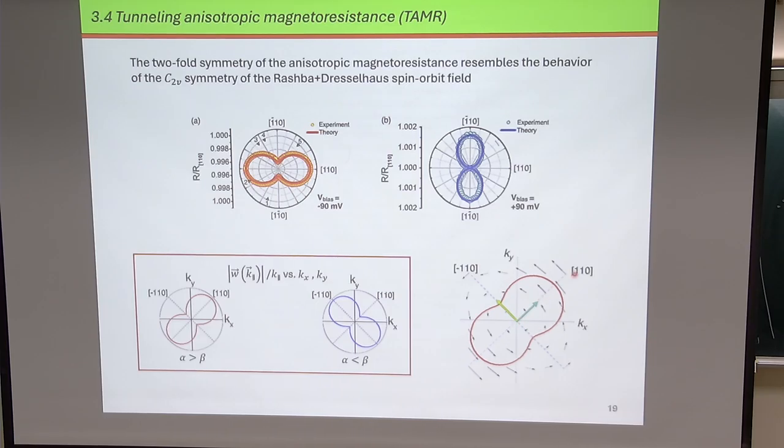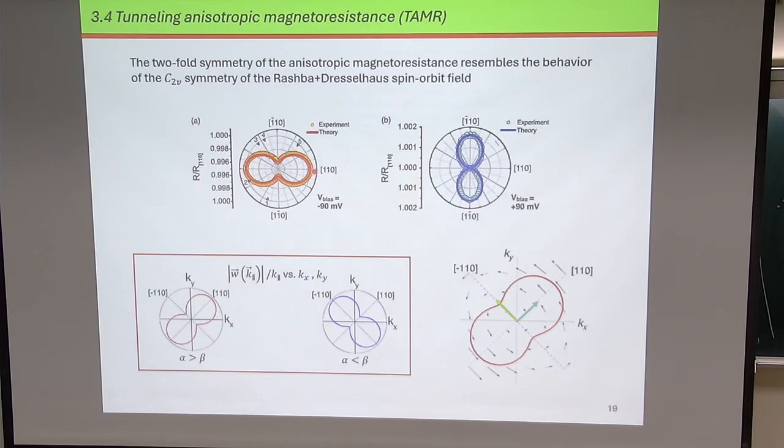If the magnetization is in this direction, then the resistance is going to be large because the magnetization is perpendicular to the large spin orbit field. If the magnetization is in this direction, then it's parallel to the large spin orbit field, so the resistance will be smaller. And that's what you see here: smaller resistance, larger around this direction, and larger in this direction.